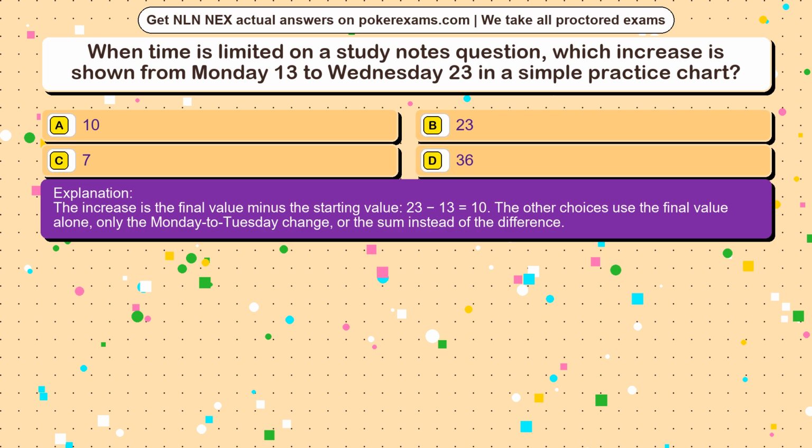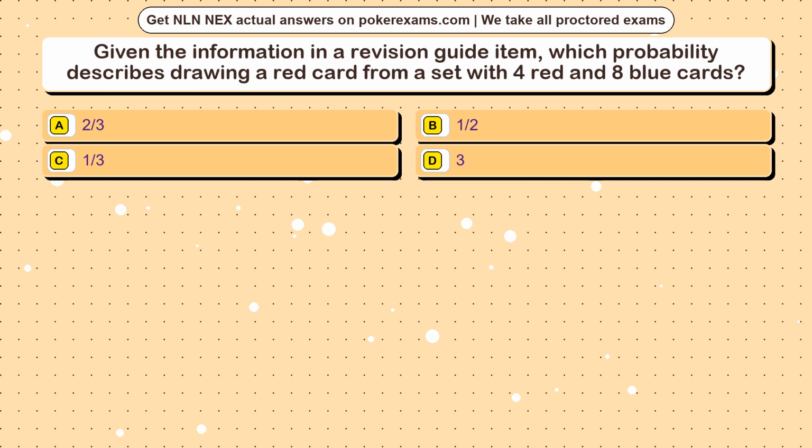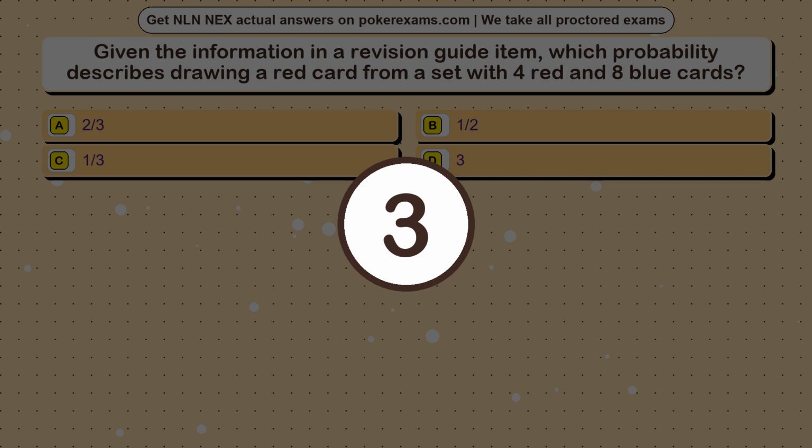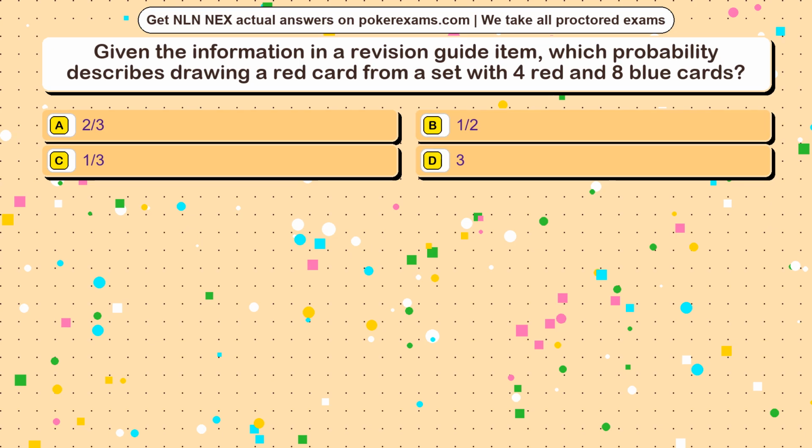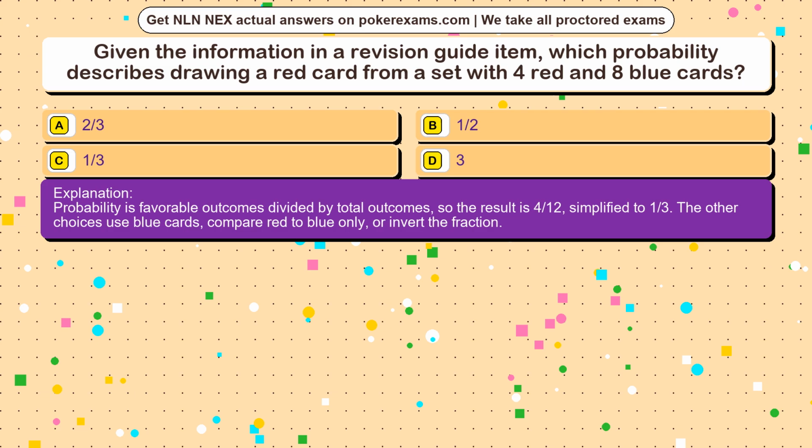Question 6. Given the information in a revision guide item, which probability describes drawing a red card from a set with 4 red and 8 blue cards? Option A, 2/3. Option B, 1/2. Option C, 1/3. Option D, 3. The correct answer is option C. Probability is favorable outcomes divided by total outcomes, so the result is 4/12, simplified to 1/3. The other choices use blue cards, compare red to blue only, or invert the fraction.